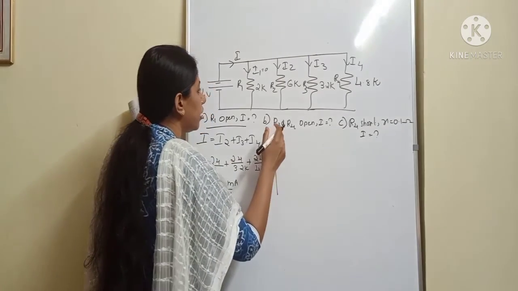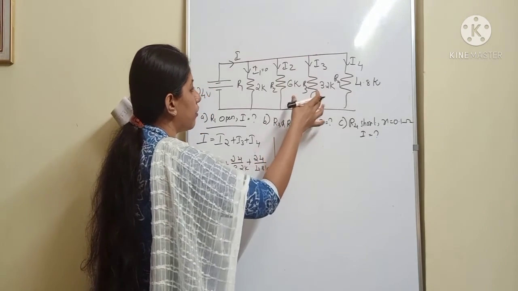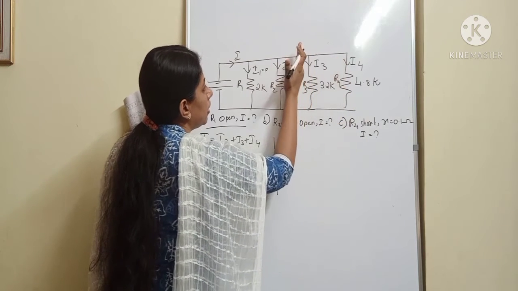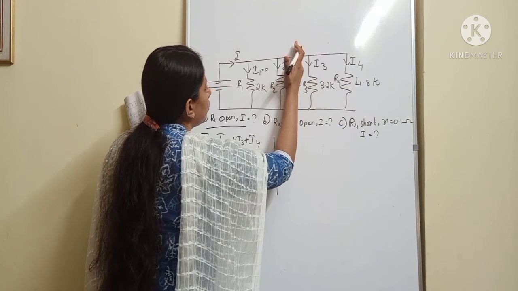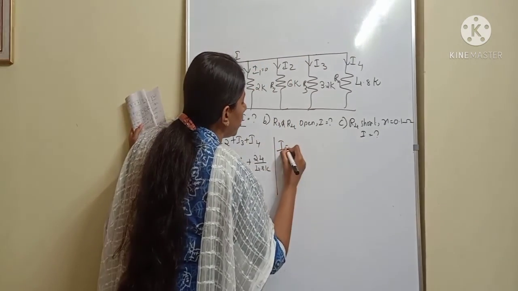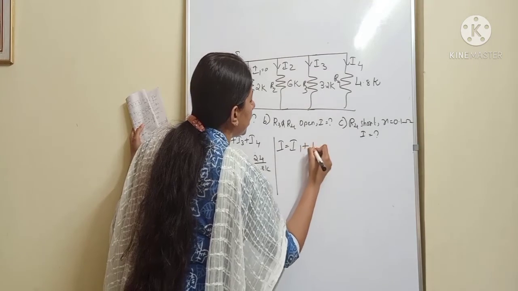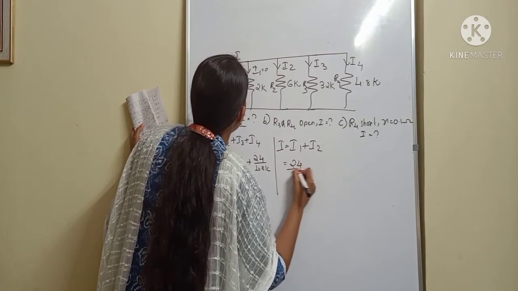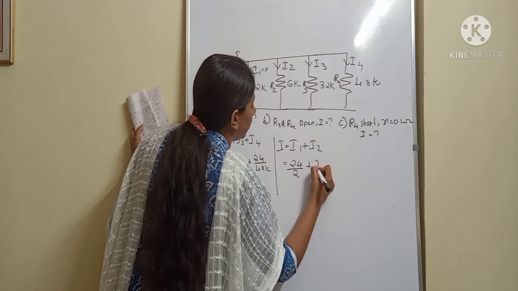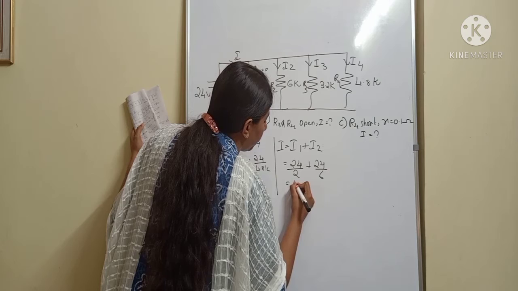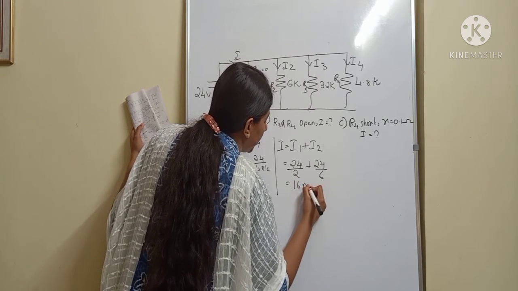Now, if you consider an open circuit in R3 and R4, the second case, that is if an open circuit is in these two branches, then current will not flow through them. So if you apply KCL, you will get I is equal to I1 plus I2. What is the value of I1? I1 will be 24 divided by 2 and I2 will be 24 divided by 6, and this will be equal to 12 plus 4, that is 16 milliampere.